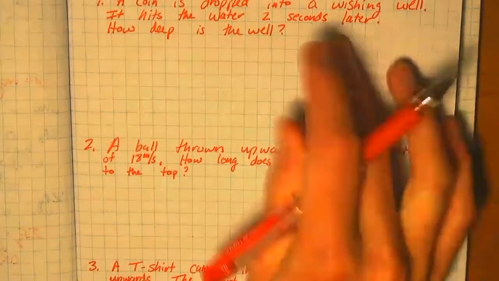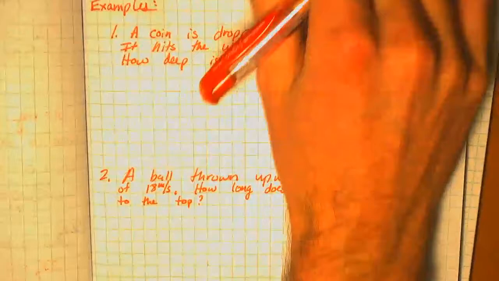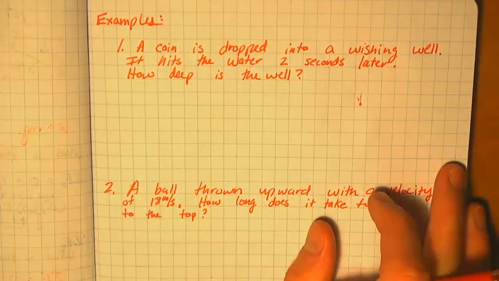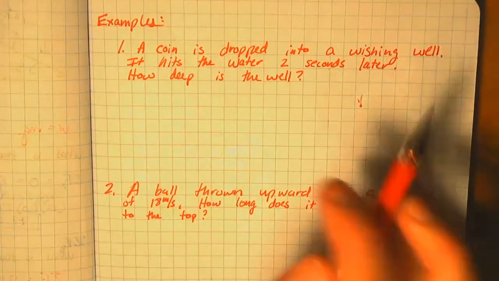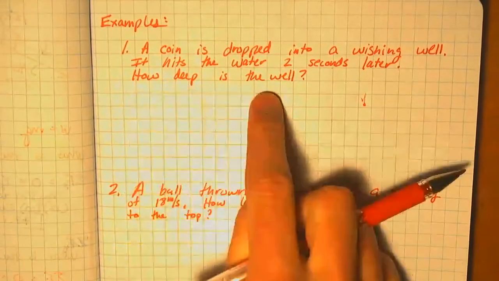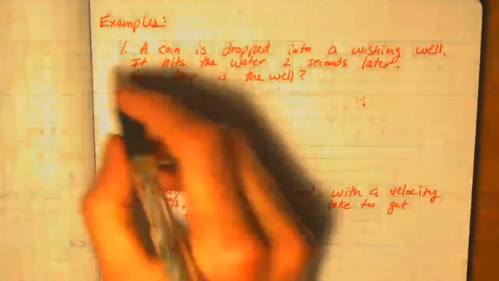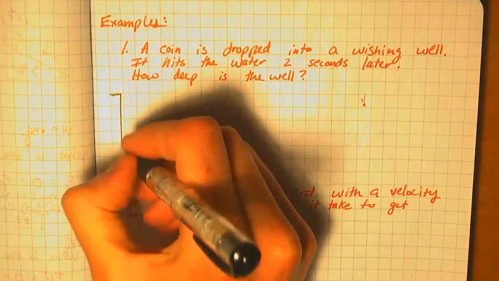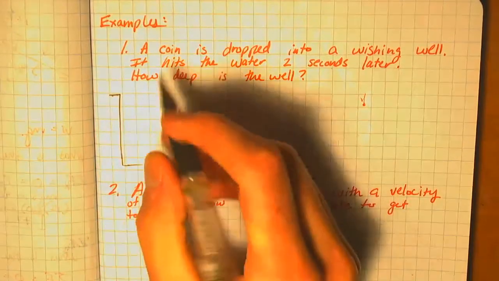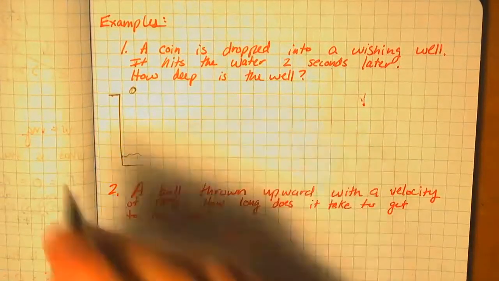So let's take a look at the example problems. We're going to approach this in the same way that we approach the kinematic algebraic problems 1 and 2. It says a coin is dropped into a wishing well. It hits the water 2 seconds later. How deep is the well? So we write down all the things we know. If we picture this, we've got ourselves a little well here. We drop it from up here, and it lands down here.